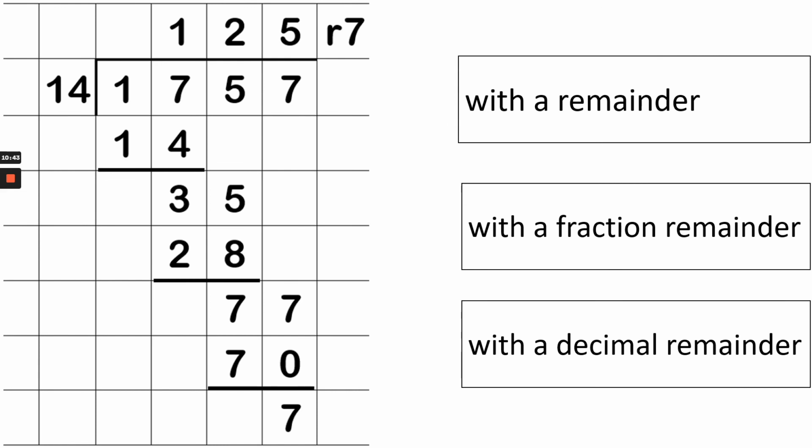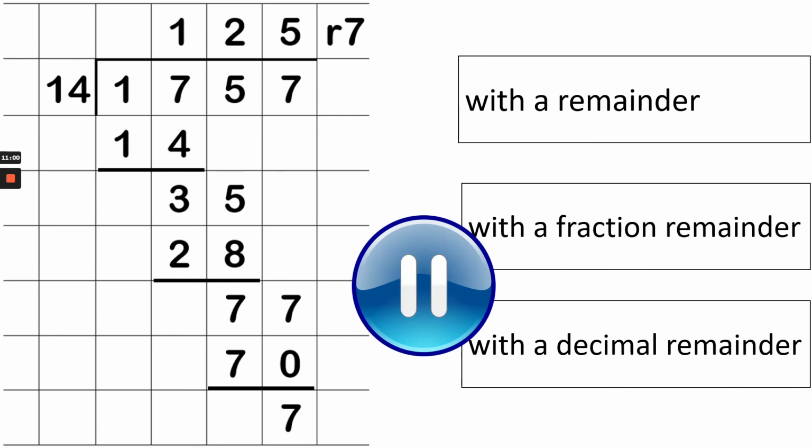As always, let's take a closer look at that answer. 125 remainder 7. I'd like you to write this answer with a remainder, that's on your screen, as a fraction remainder, and then as a decimal remainder. Off you go.